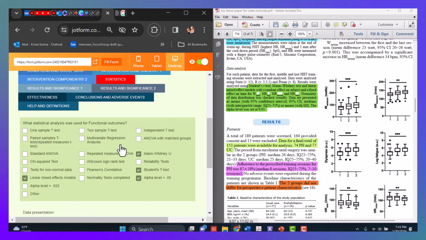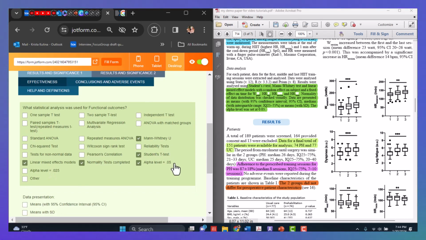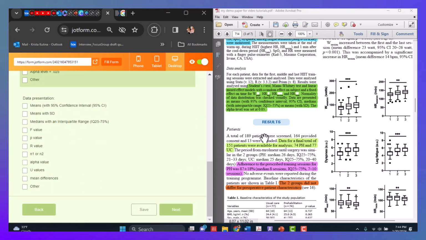And they did check for normality. So the normality tests were completed. Okay, I think that was everything. And so how did they present their data?